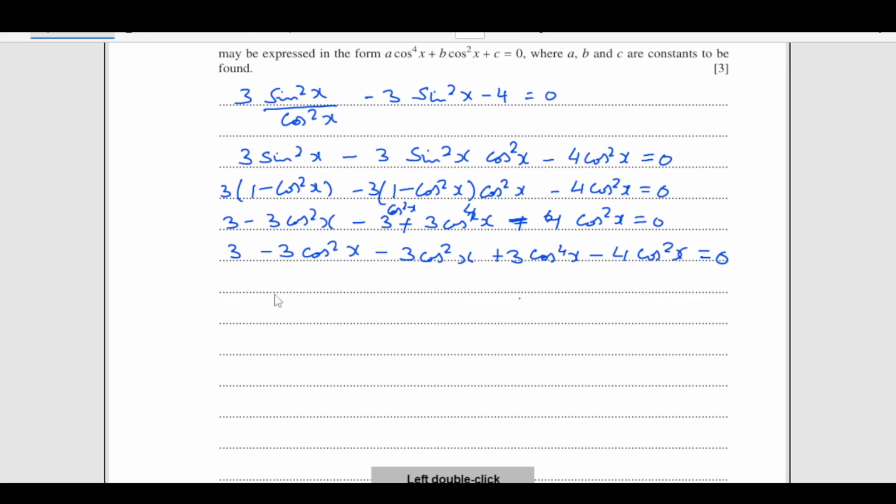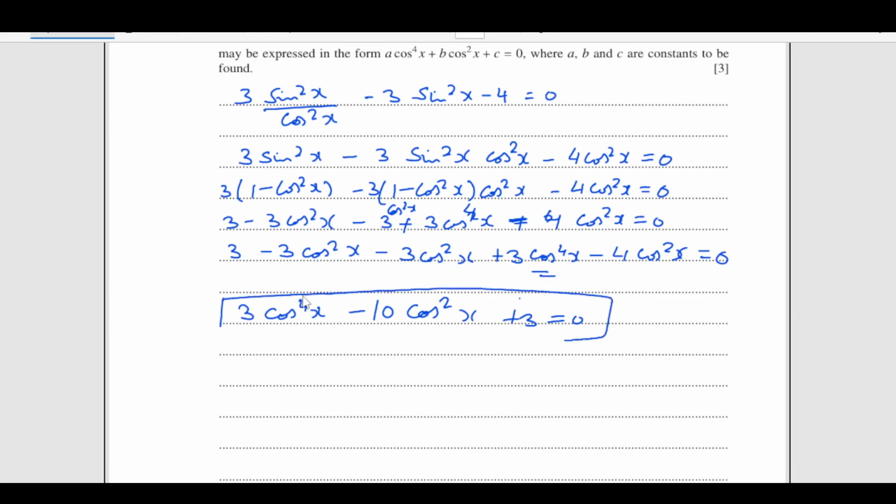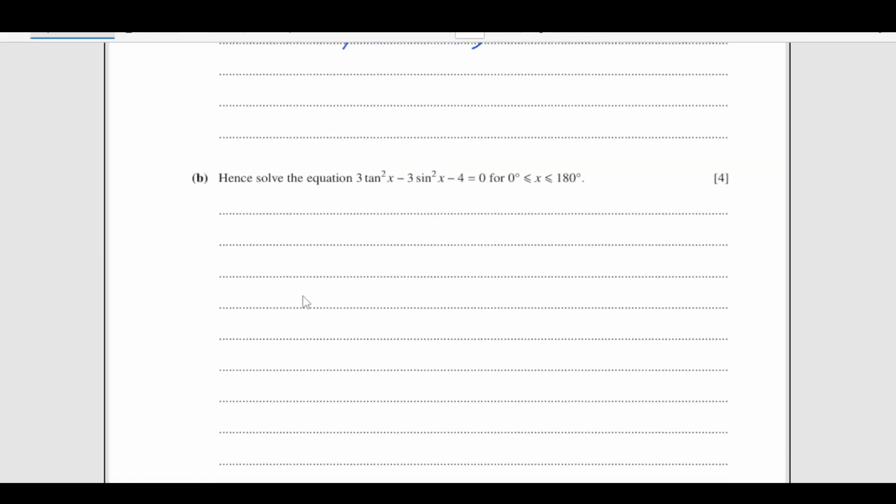Now combining the like terms, cos squared x is 1, 2 and 3, so this is 4, 3 and 10, so this is negative 10 cos squared x plus 3 equals 0. So this is the form that we have here. The constants he said are to be found. So if you compare that, then we have a is 3, b is negative 10 and c is equal to 3, right. Now next we have hence solve the equation.